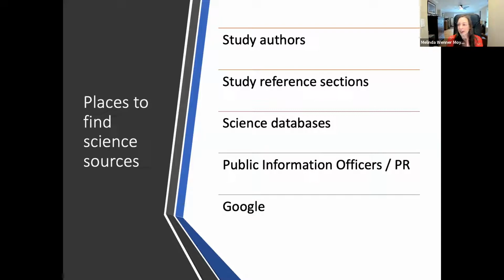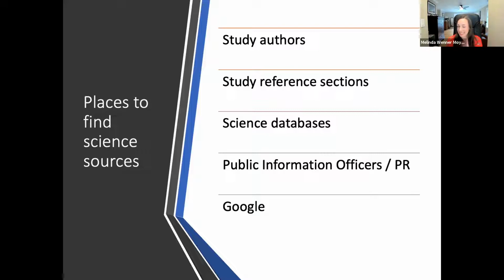So where can you find sources for your science stories? Obviously, if you're covering a particular study, then the authors of that study are excellent, very important sources to have. I'll talk a bit more about these each in a minute. The reference sections of studies are often places I go to find relevant papers, and then I look up the authors of those papers to contact.